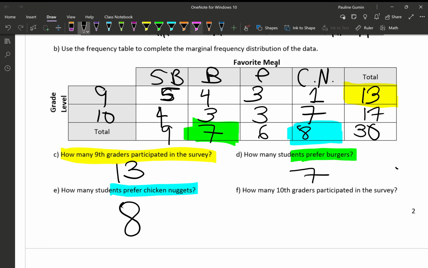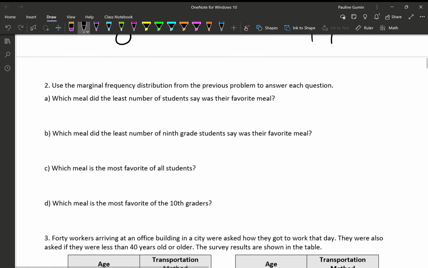Lastly, I want to know how many 10th graders participated in the survey. The total number of 10th graders is going to be in that second row with the 10, and I go all the way down to the total, and I get to 17. All right, onwards we go.